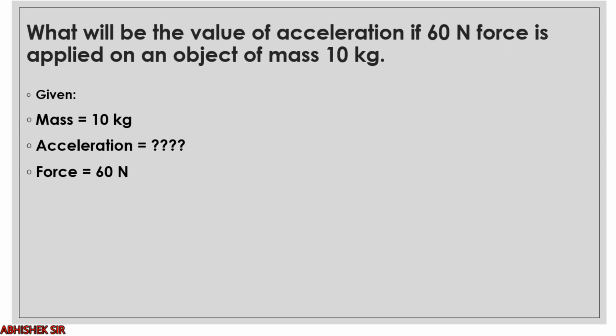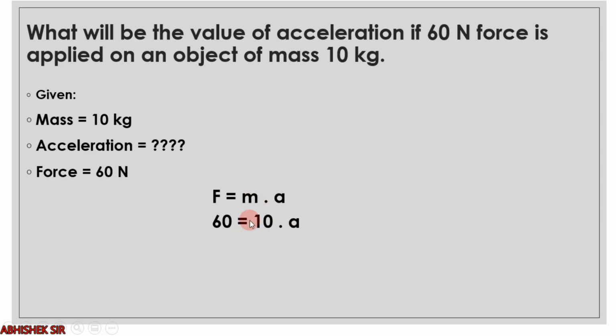Now let us see the second type of question that may be asked, but this time it will be a little bit twisted. What will be the value of acceleration if 60 Newton force is applied on an object of mass 10 kilogram? So here mass is given, acceleration is not given. We are finding acceleration. Force is given, that is 60 Newton. Applying the formula F equals ma, we have to put all the values that are given. Force is already given as 60, so I have put 60 over here. Mass is 10, so let us put 10, and acceleration is not given, we are finding it, so put a.